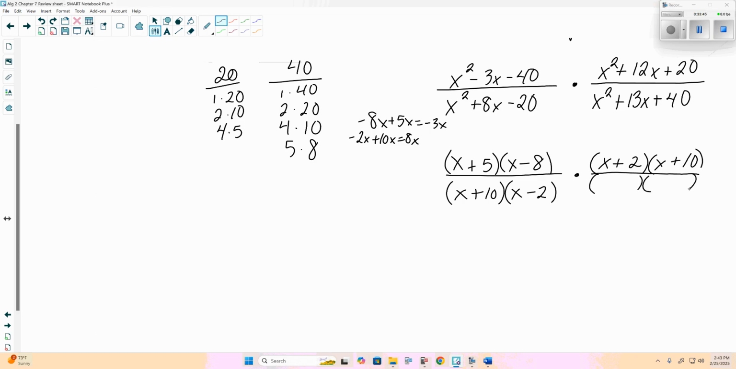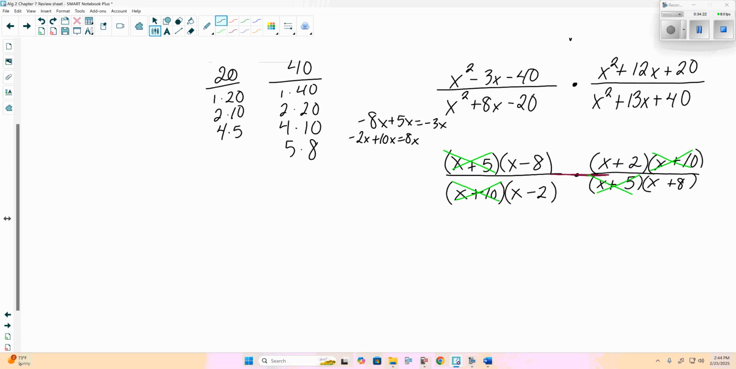On bottom, x squared plus 13x plus 40. Third term's positive, so the signs are the same, and they do match the sign of the middle term, so plus and plus. Factors of x squared are x and x, and we'll want 5 and 8. Our like terms on top and bottom would be our x plus 10, x plus 10, x plus 5, x plus 5.